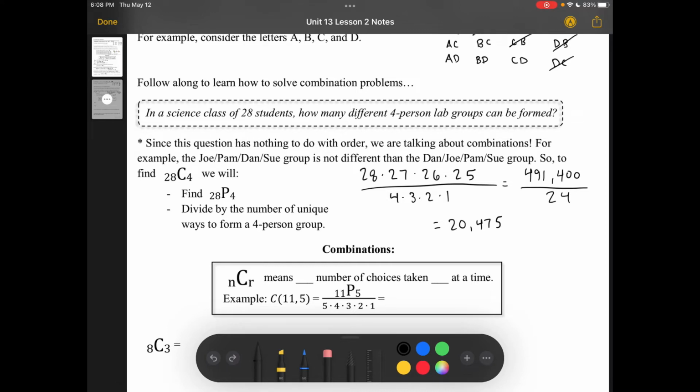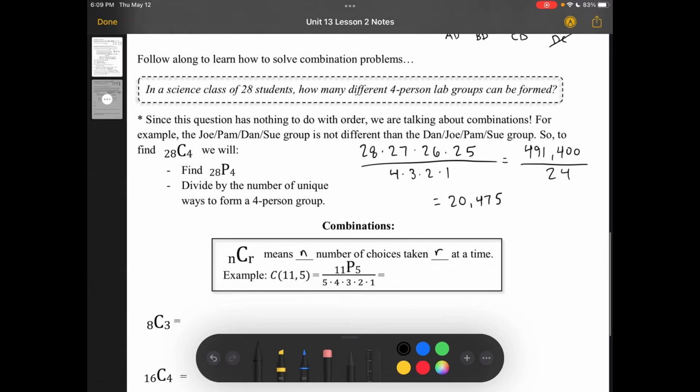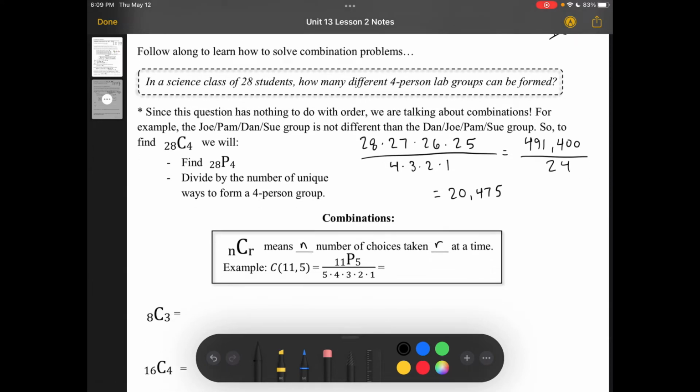So this means n number of choices taken r at a time. For example, the combination of 11 choose 5 is the 11 choose 5 permutation divided by 5 times 4 times 3 times 2 times 1.